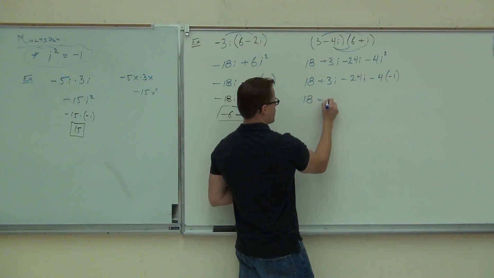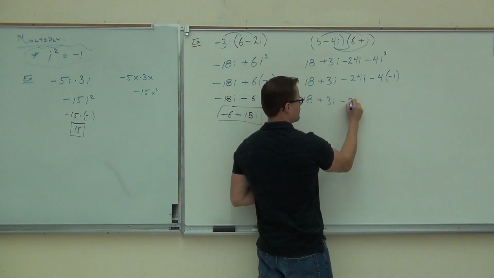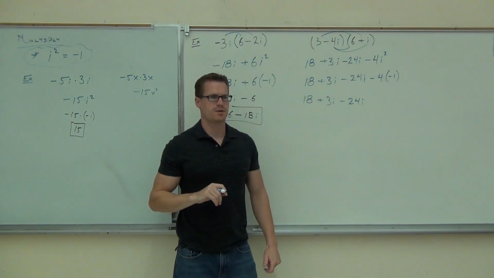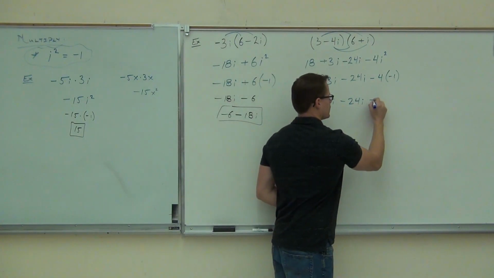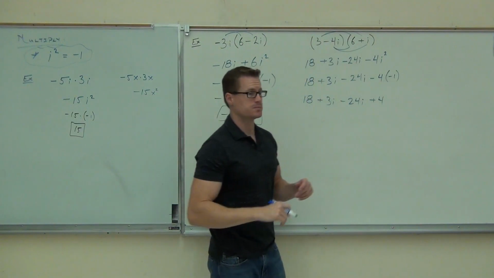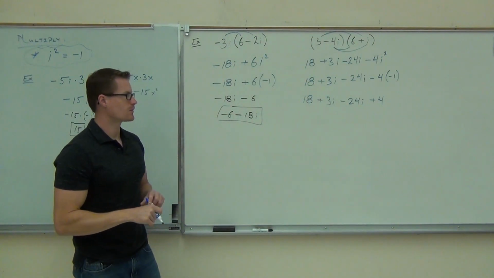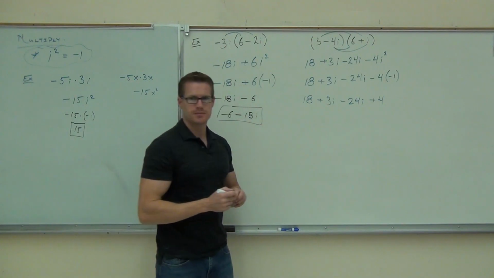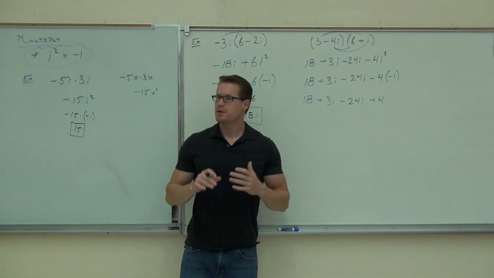So the 18, no problem. Plus 3i, okay. Minus 24i. Am I going to have minus 4 or plus 4 after that? Plus 4. Sure. That's what that i squared is doing. What next? Let's do it. We should have only numbers and i's.